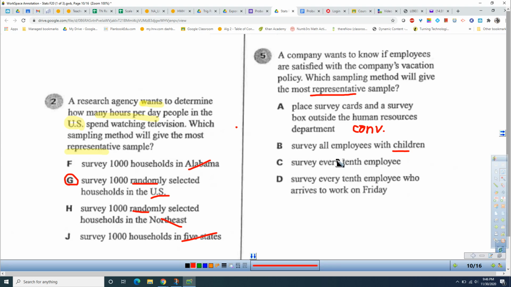Survey every 10th employee. How about every 10th employee who works on Friday? Oops. So that whole thing, that's going to be biased, right? Because that's just the people who work on Friday. This is biased because that's just about people who have children. That's convenient. Not everybody comes by there. Not everybody's going to fill it out. So we're going to say every 10th employee is our best choice of the ones we've been given.